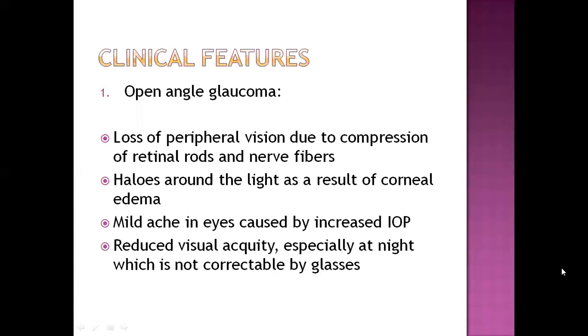Clinical features of glaucoma, let's see this type wise. First of all, open angle glaucoma. There is a loss of peripheral vision due to compression of retinal rods and nerve fibers. Halos around the light as a result of corneal edema. Cornea undergoes edema, that's why there are halos around the light. Mild ache in the eye caused by increased intraocular pressure. Reduced visual acuity, especially during night, which is not correctable by glasses.